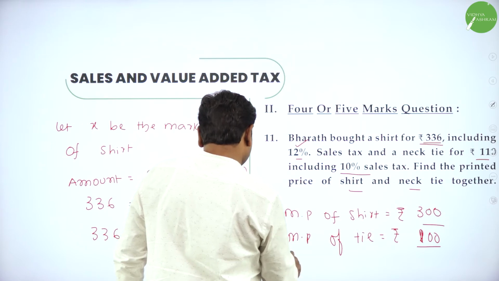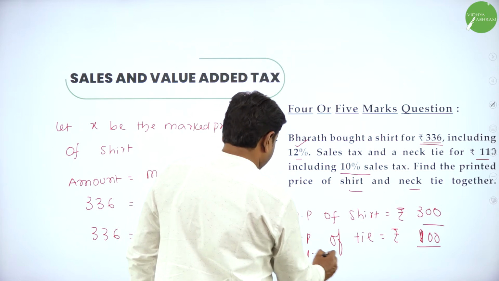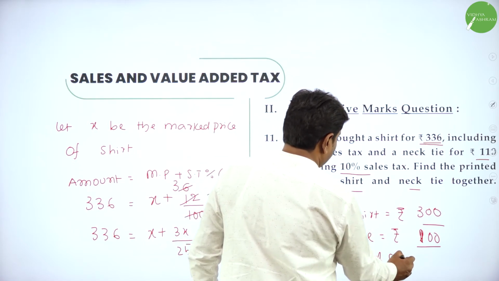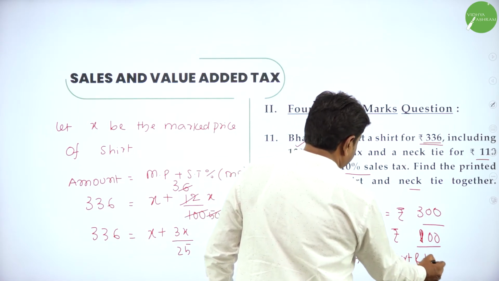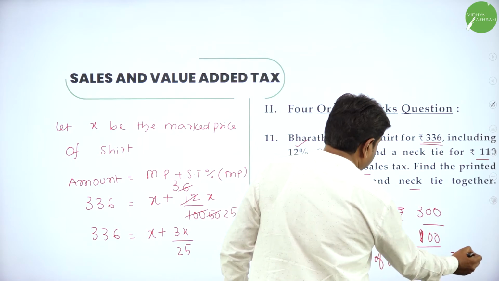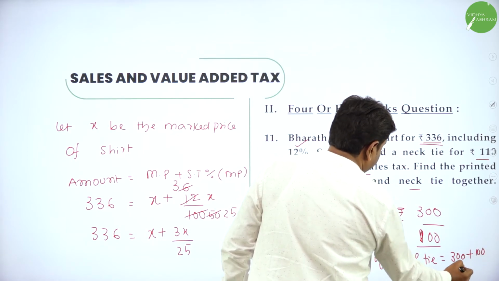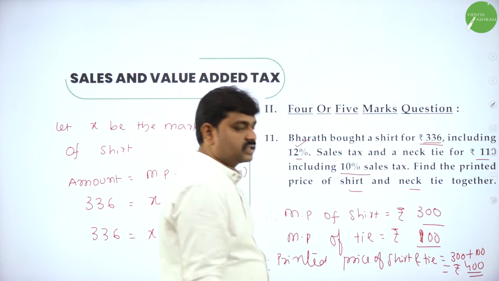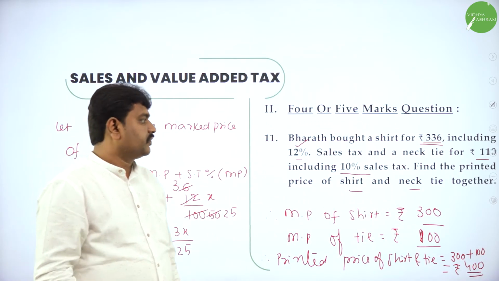Therefore, the printed price, or we can also say market price, of shirt and tie, both shirt and tie, is equal to 300 plus 100, that is rupees 400. This is the total market price. I hope all of you got this.